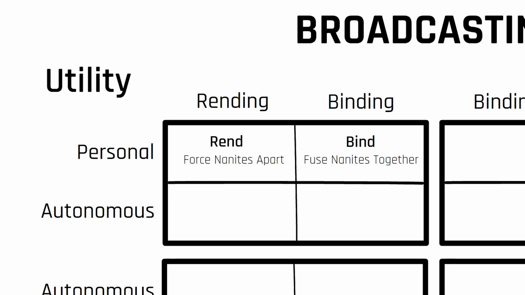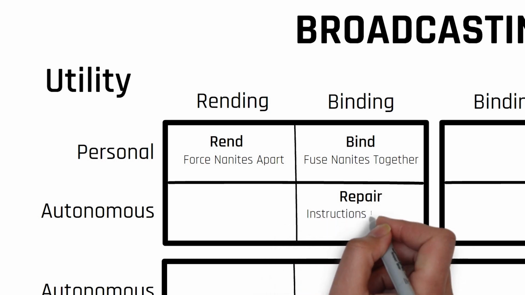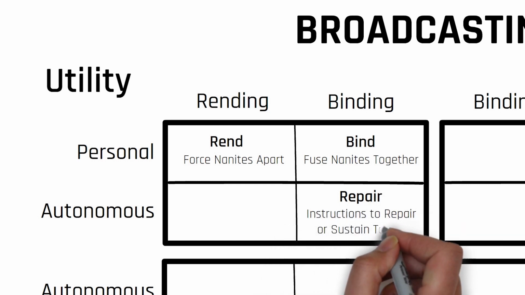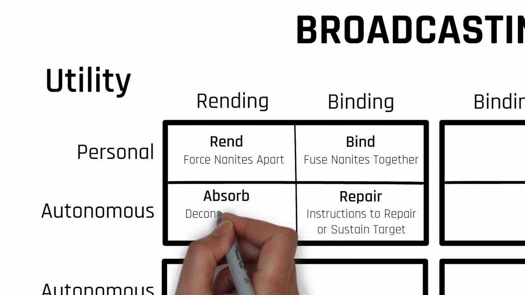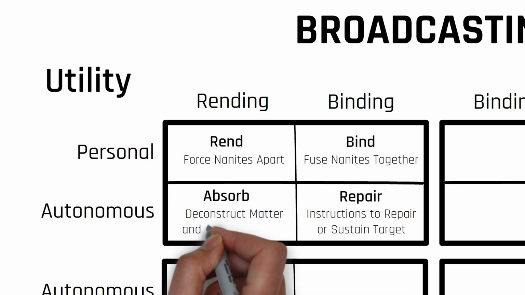On the automatic side, the command I want to go with for bind is actually going to be repair. So that's when somebody is broadcasting to a specific unit to repair or sustain something. And the rend effect would be to absorb. So they are going to deconstruct whatever this is and absorb the material into themselves.